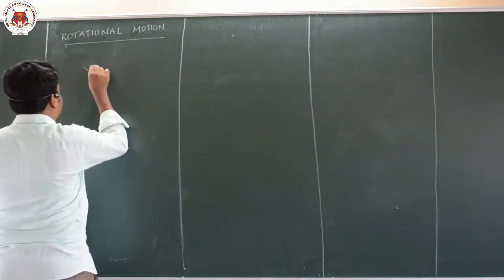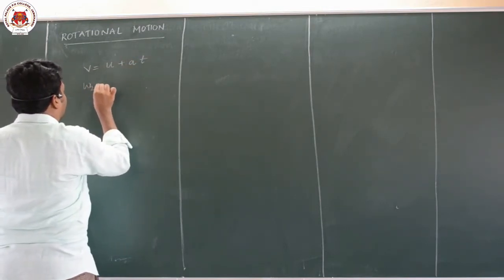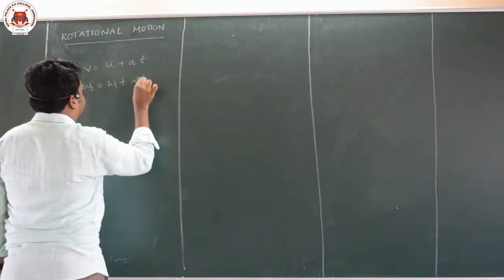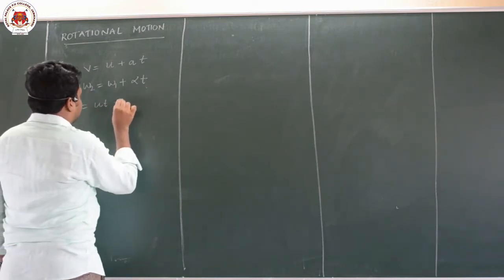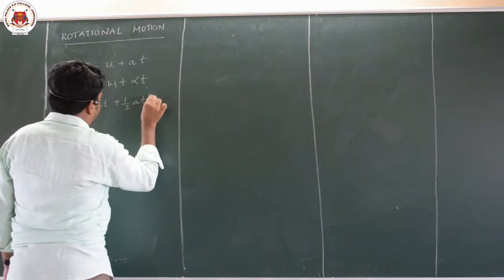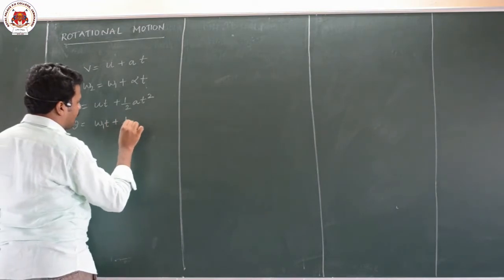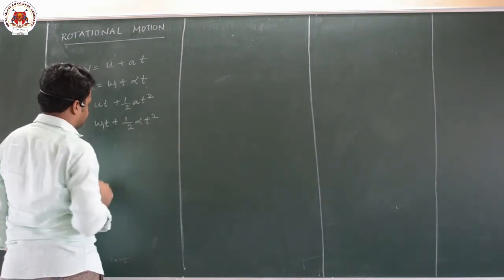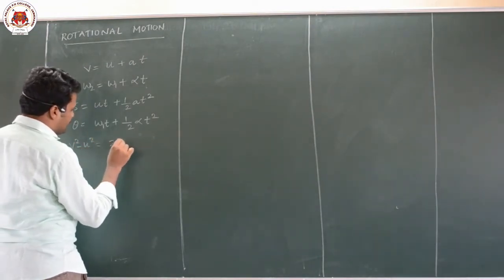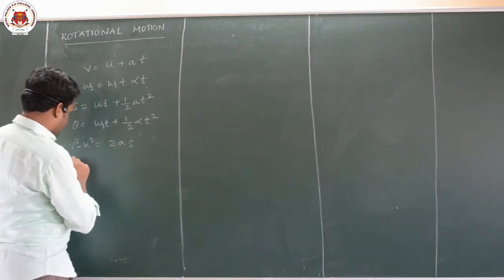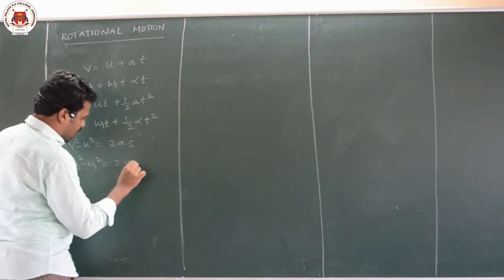That is, v = u + at, which I can write as omega 2 = omega 1 + alpha t. Similarly, s = ut + half a t square can be written as theta = omega 1 t + half alpha t square. Similarly, v square minus u square = 2as can be written as omega 2 square minus omega 1 square = 2 alpha theta.